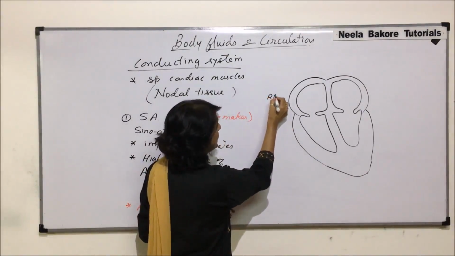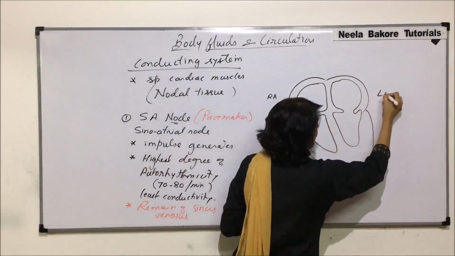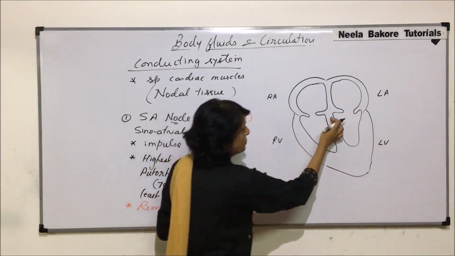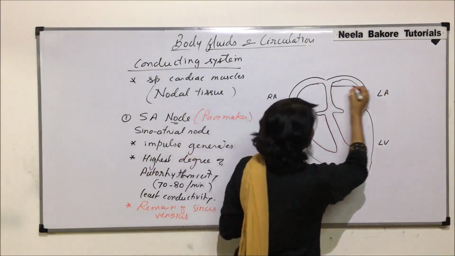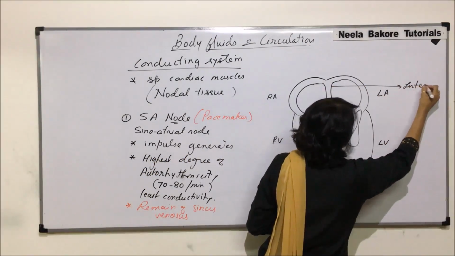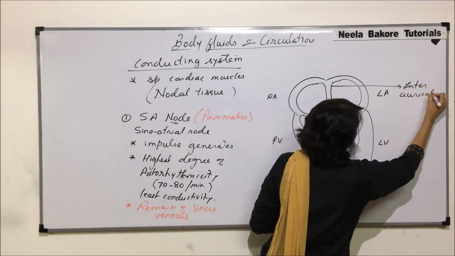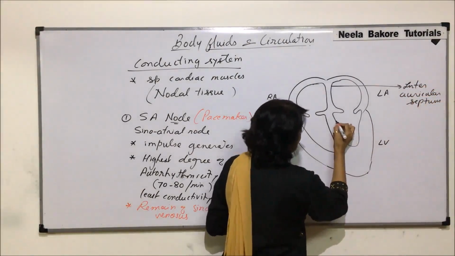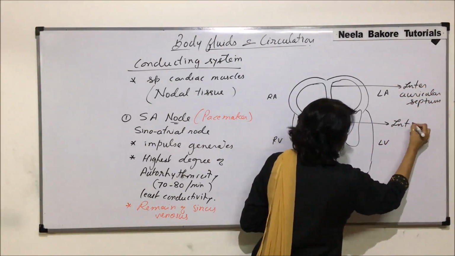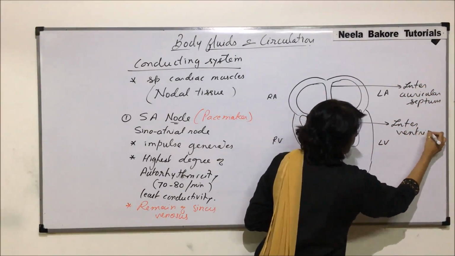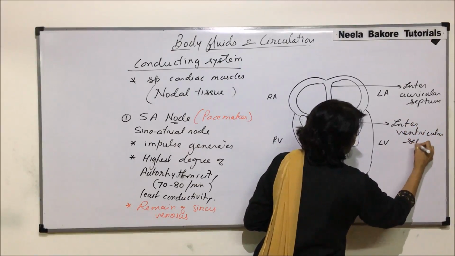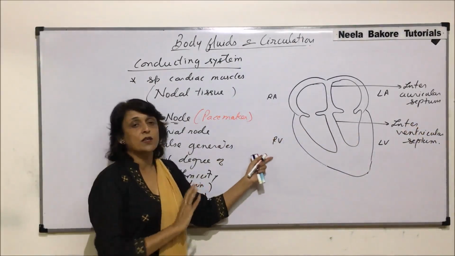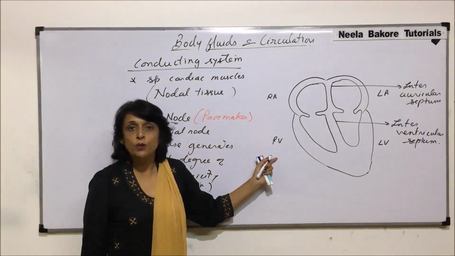This is the right auricle. This is the left auricle, left ventricle and right ventricle. This partition which we have drawn is the interauricular septum. And this is the interventricular septum. Whenever we draw the conducting system, this is the structure that is required to be drawn.